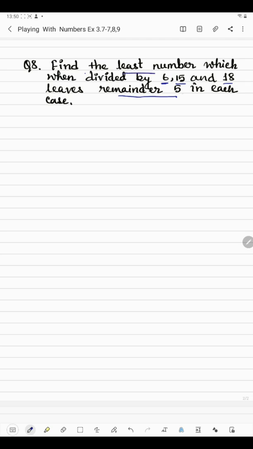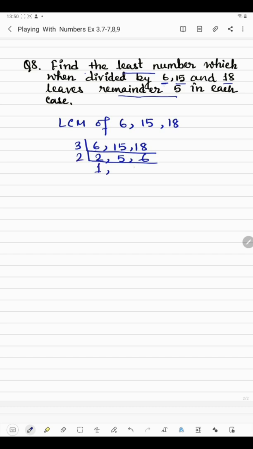So how will you find the number which is divisible by these 3 numbers? We will have to find the LCM of these 3 numbers. So LCM of 6, 15 and 18. We'll write 6, 15 and 18 at first. Then see here these 3 numbers are divisible by 3, so we'll take 3 at first. 3 2s are 6, 3 5s are 15, 3 6s are 18. Now 2 and 6 are divisible by 2, so we'll take 2. 2 1s are 2, 5 cannot be divided by 2, so 5 will be here. Then 2 3s are 6.